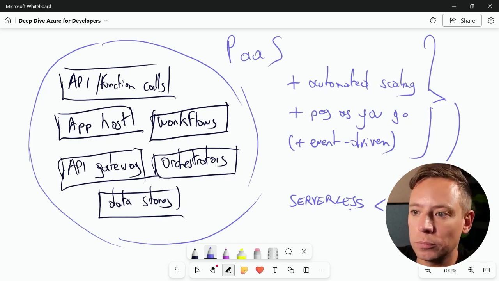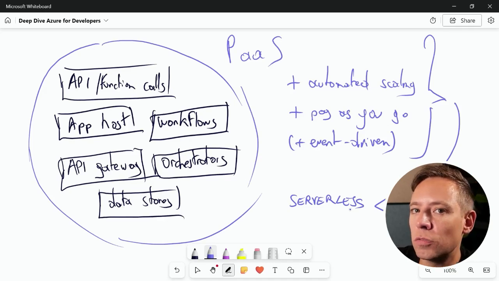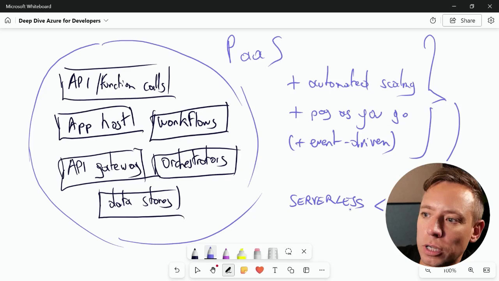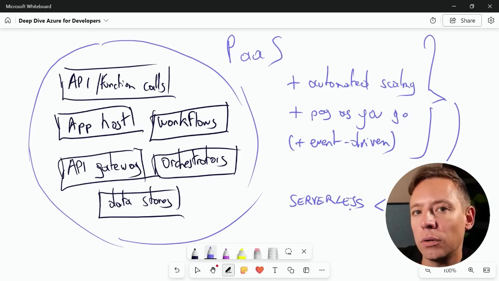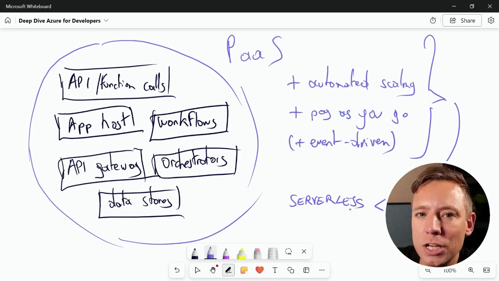Nevertheless, I thought it would be a good idea to use this serverless paradigm as sort of an overarching framework to tie all of these topics together. Because in your day-to-day life as an Azure developer, the serverless way of working will only become more prominent.